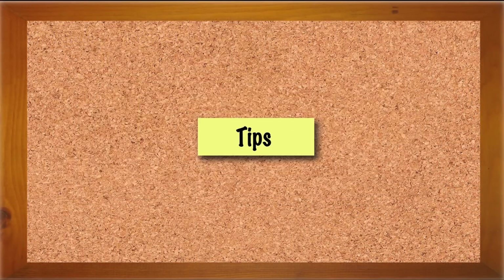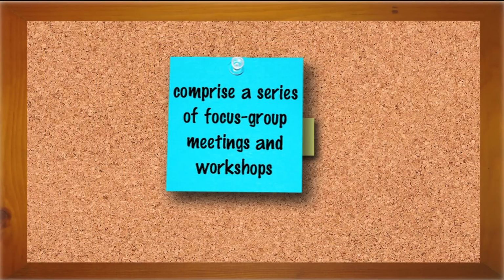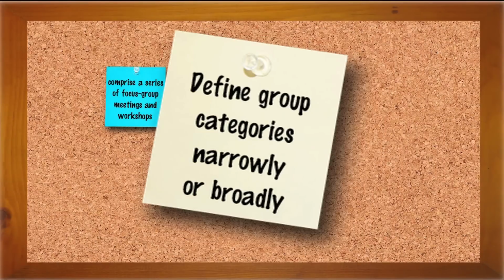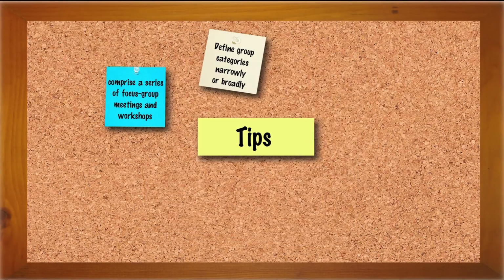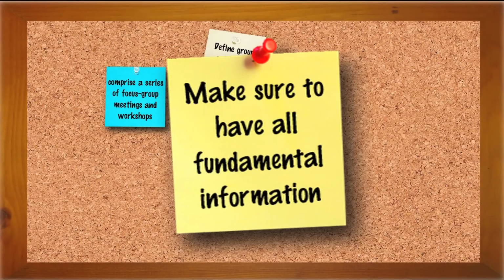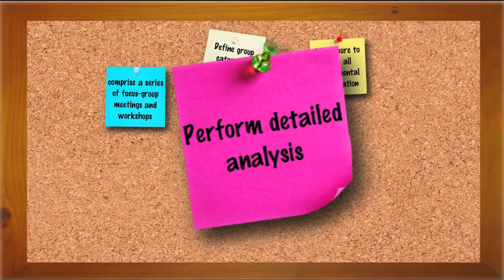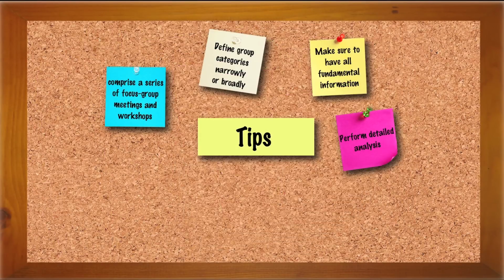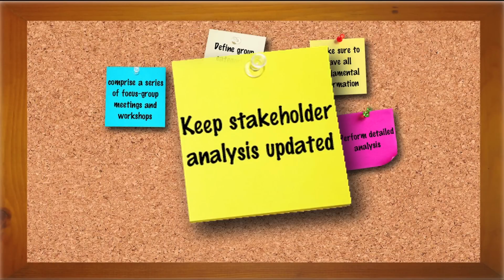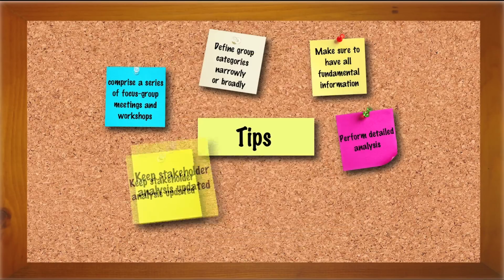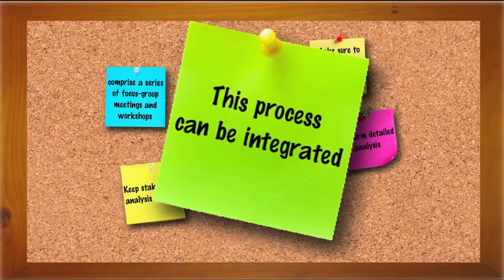Tips. Stakeholder analysis may comprise a series of focus group meetings and workshops. Define group categories narrowly or broadly, depending on the situation. Make sure to have all fundamental information of the key stakeholders. Perform detailed analysis of the key stakeholders. Keep stakeholder analysis updated during project implementation because this is a vital source of information. This process can be integrated into regular project review missions.